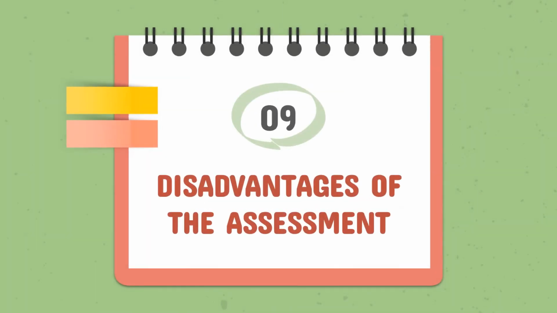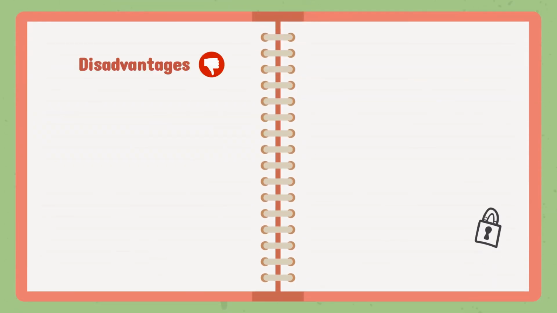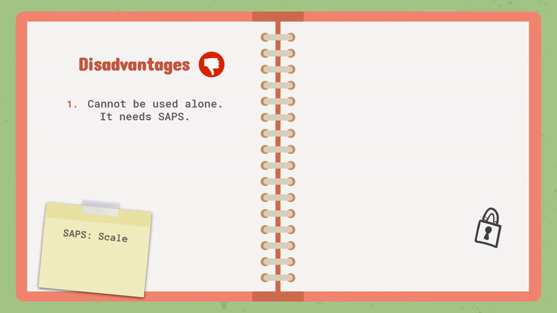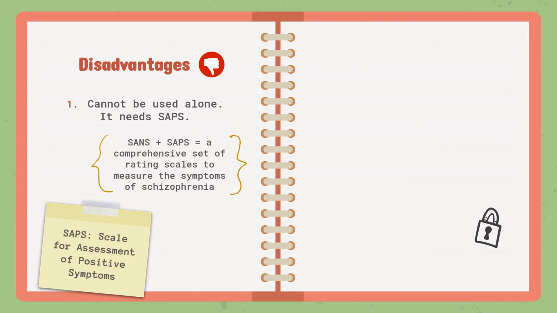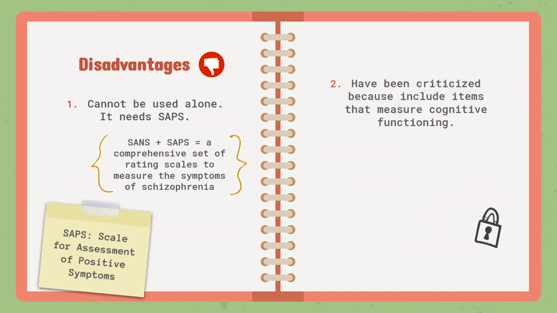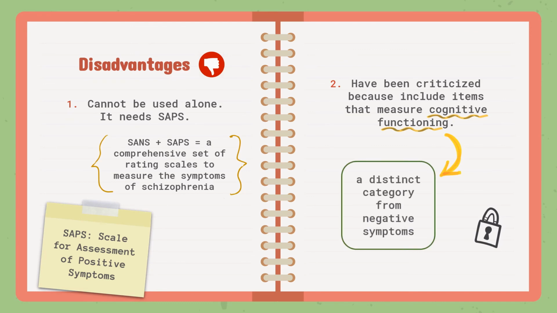Disadvantages. The disadvantages of this assessment is, it cannot be used alone. It needs the scale for assessment of positive symptoms. Taken together, the two scales provide a comprehensive set of rating scales to measure the symptoms of schizophrenia. SANS also has been criticized because it includes items that measure cognitive functioning, which has now been recognized as a distinct category from negative symptoms.